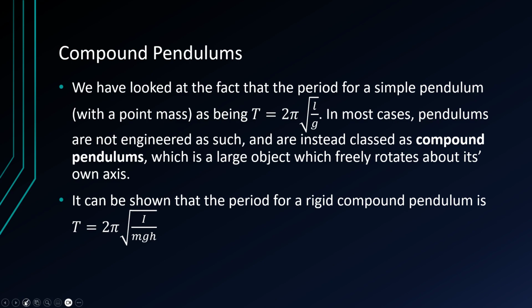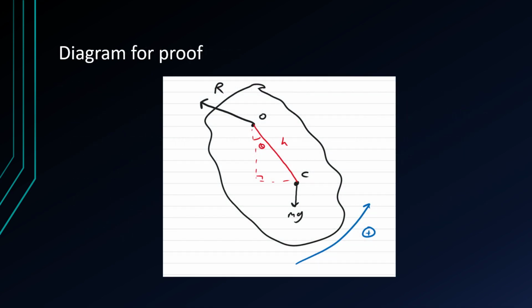So it can be shown that the time to complete an oscillation by a compound pendulum is 2 pi square root of I, which remember is the moment of inertia, divided by mgh, which you might actually recognize as gravitational potential energy, which is quite a fun relationship. Now this is what the diagram would look like.